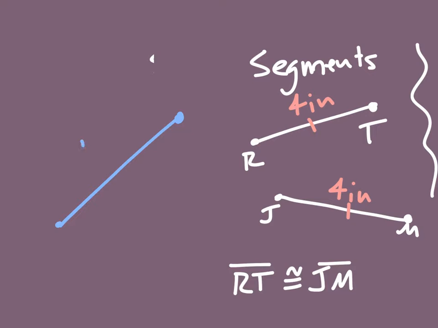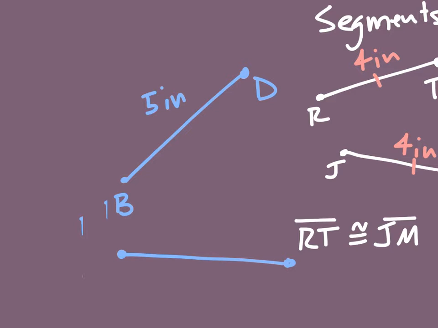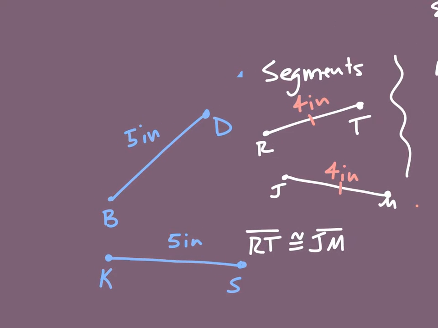The other thing I could say about this is, let's say I had a segment like this, and let's say that this is 5 inches, and we'll call this BD. And let's say that I have another segment that we'll call KS, and this is 5 inches as well. If I wanted to distinguish between these congruent segments and these congruent segments, I would use 2 tick marks to show that those are congruent.